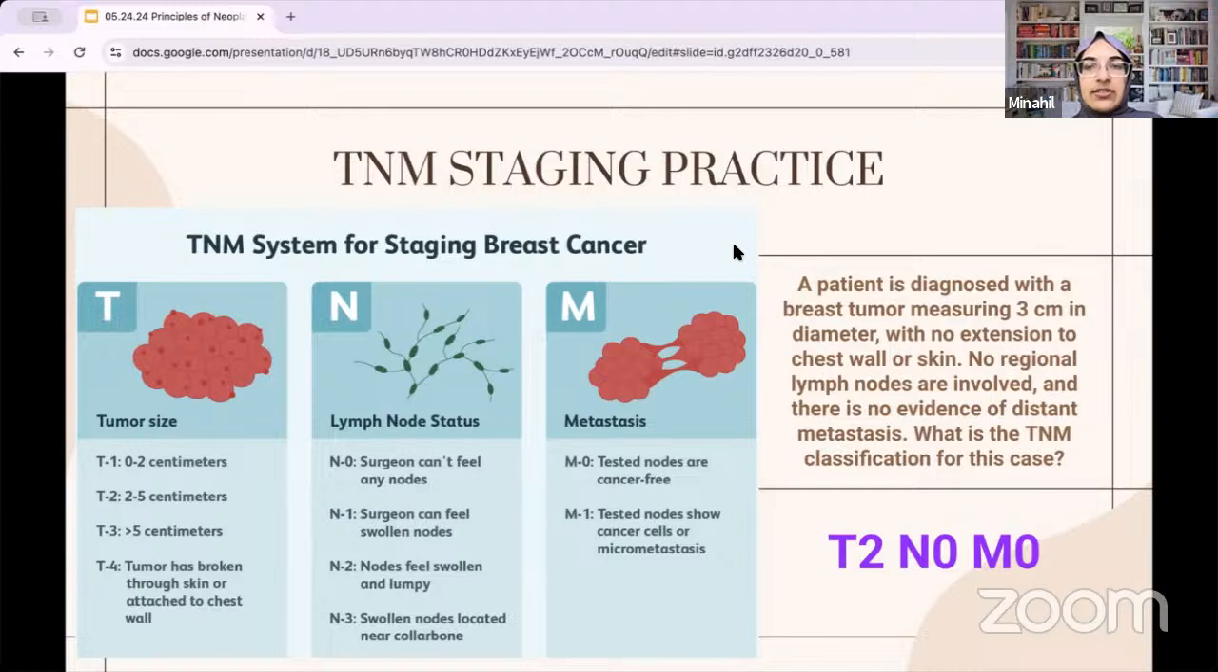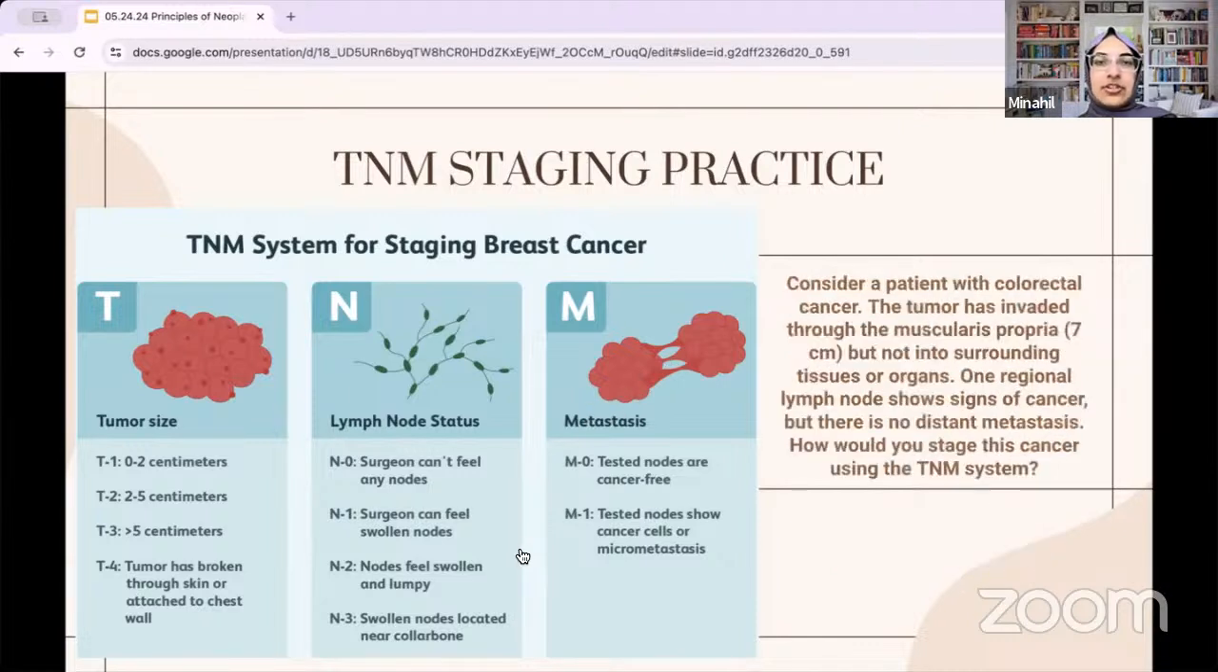This staging reflects a tumor size of 2 to 5 centimeters, which means T2. There's no regional lymph node involvement, that means an N0, and there's no distant metastasis, which makes it also an M0. And remember, metastasis can either be M0 or M1. And remember, that is the single most important prognostic factor for a patient. Now, I want you to try this by yourselves.